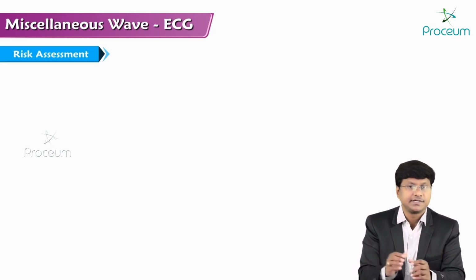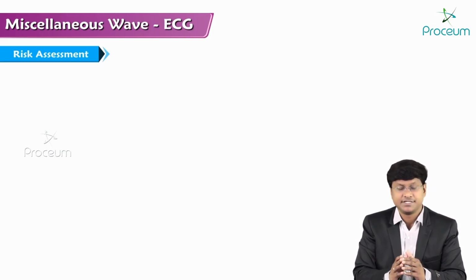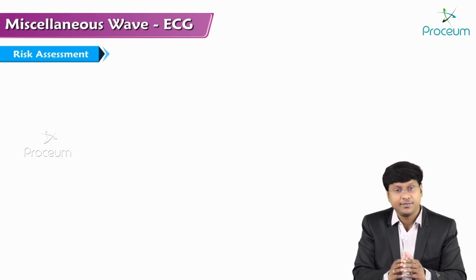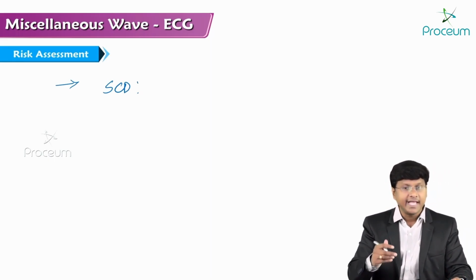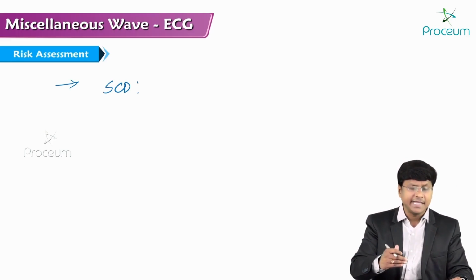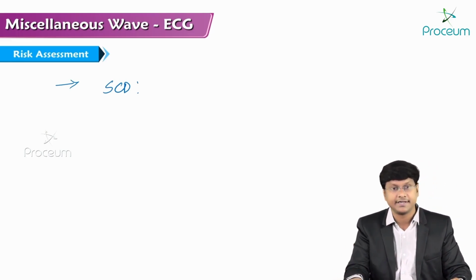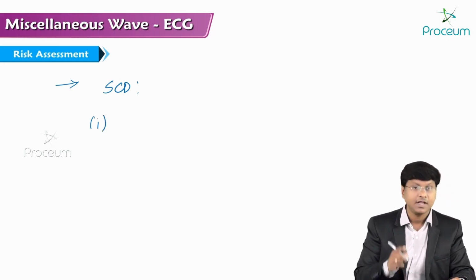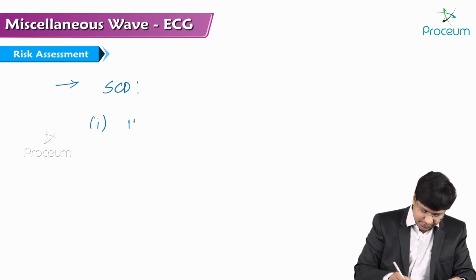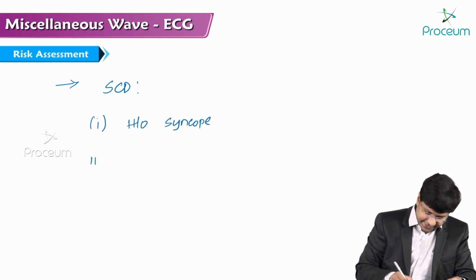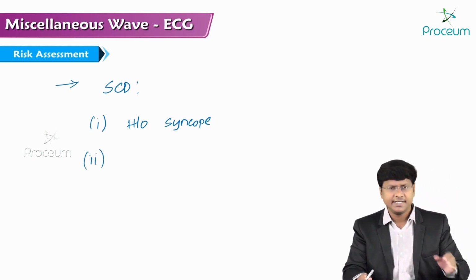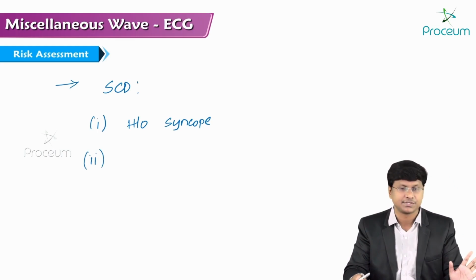Now, coming to the risk assessment of arrhythmogenic right ventricular dysplasia. Remember, patients with ARVD are considered to be at high risk of sudden cardiac death if they have any of the following features. Number one, if there is a history of syncope, then they are at high risk of sudden cardiac death. If there is any history of syncope due to cardiac arrest.